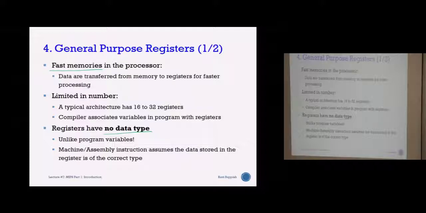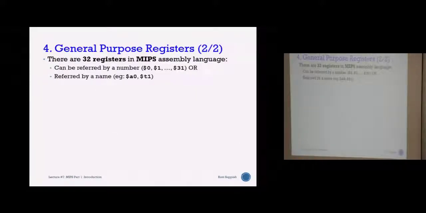Because you are dealing with the data. As far as the register is concerned, it is just a placeholder. It's just a memory location within the processor to hold data for you while you do your program. There are a total of 32 registers inside your MIPS processor. And you can access them using the number or the name.